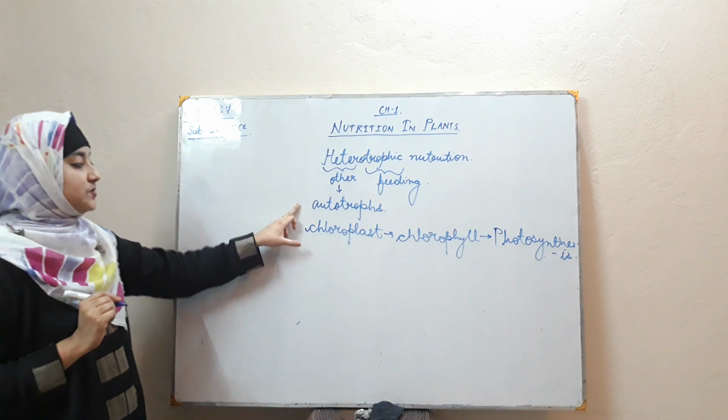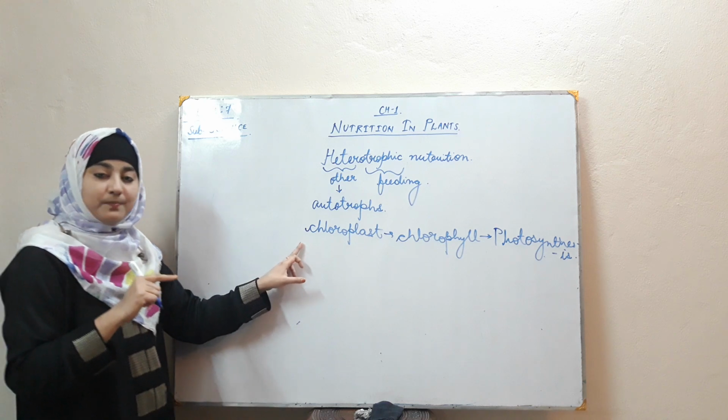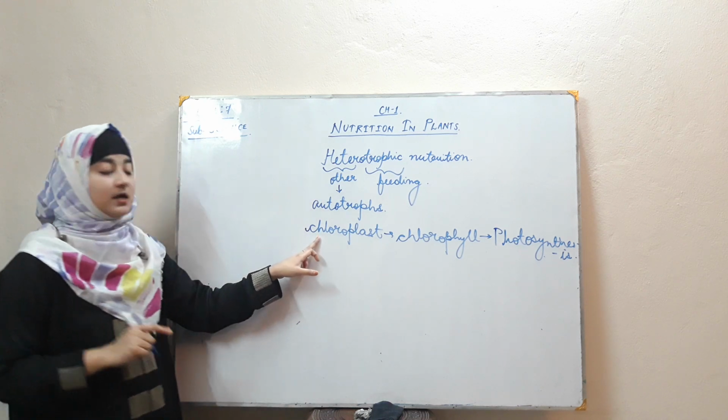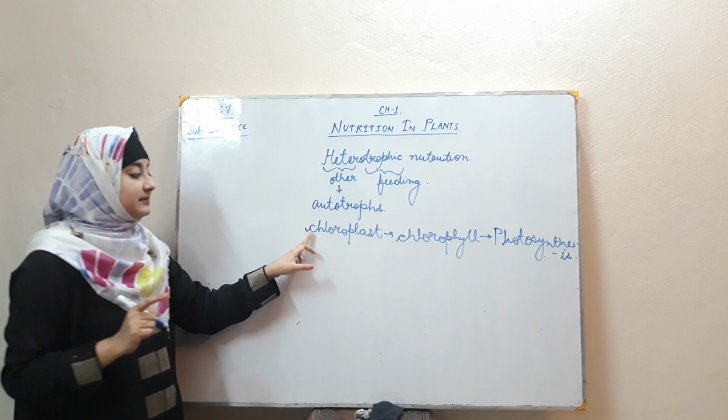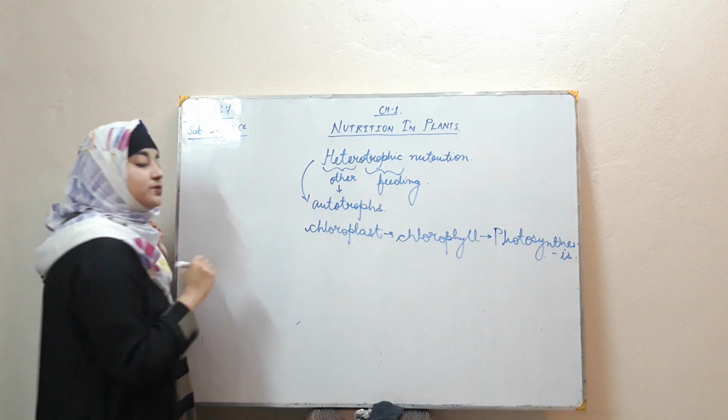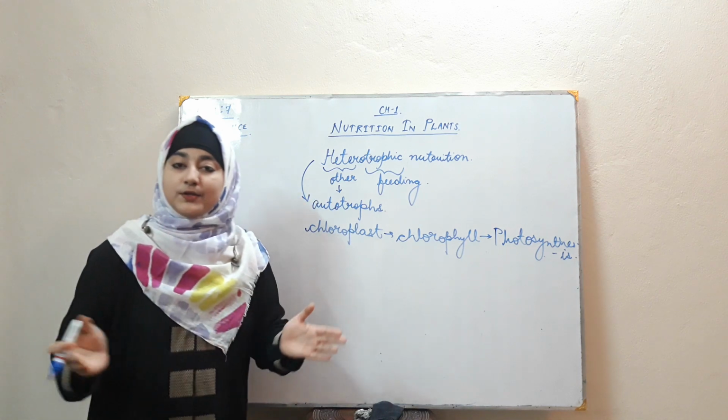Okay, so autotrophs generally contain chloroplasts, and heterotrophs generally lack chloroplasts. This is the reason why heterotrophs always depend on autotrophs for deriving their nutrition.